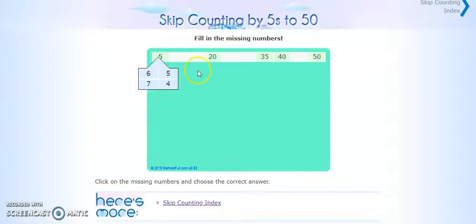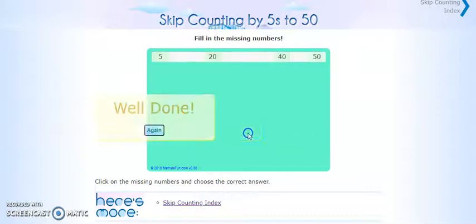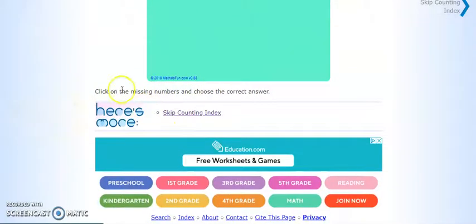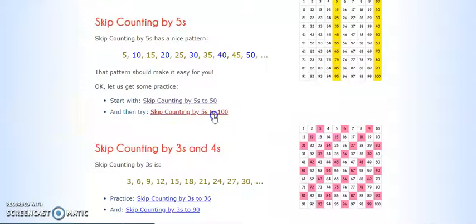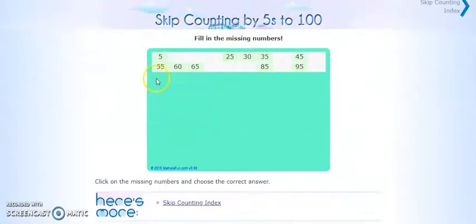So here it starts off at 5, 10. What comes next? 15, and 20's after that. 25, 30, 35, 40, and then what comes in between 40 and 50? That's right, 45. Very good. Alright, so you can do that again, or you can go back and do 5s all the way to 100.